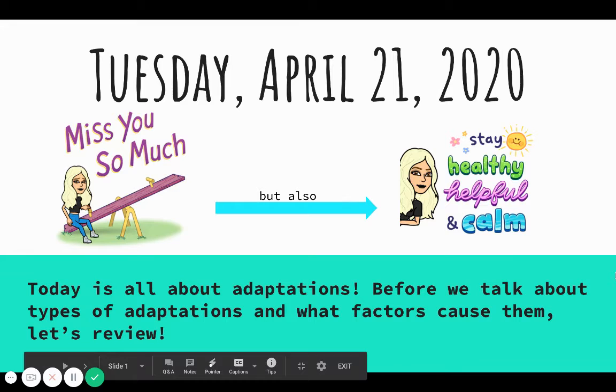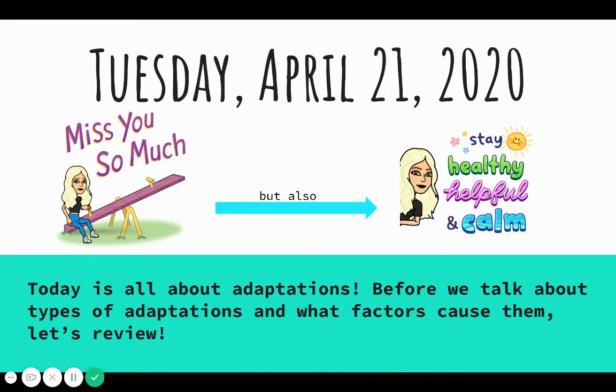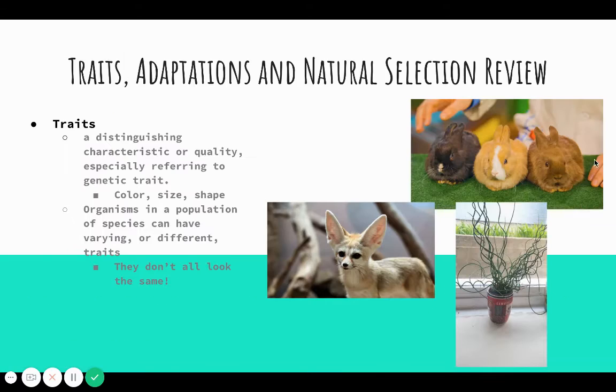and calm. Today is all about adaptations. But before we jump into types of adaptations and what causes species to adapt, let's review. Last week, we talked about traits, adaptations, and natural selection. Traits are characteristics of organisms that are passed from parent to offspring. So think color, size, shape.